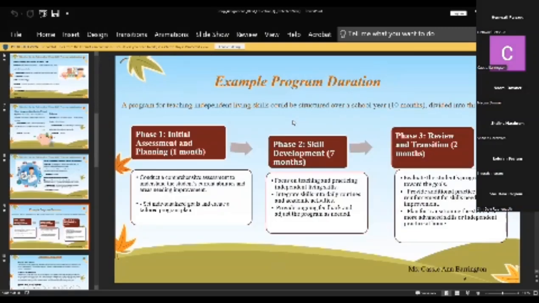Example, program duration. A program for teaching independent living skills could be structured over a school year of 10 months, divided into 3 phases. Phase 1, initial assessment and planning for 1 month. Phase 2, skill development for 7 months. And Phase 3, review and transition for 2 months.